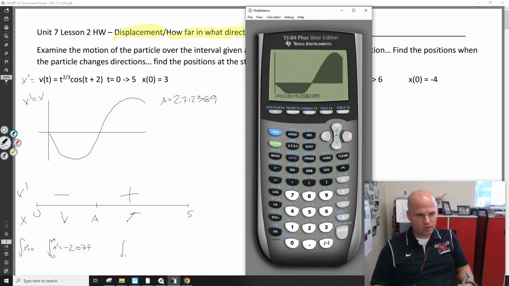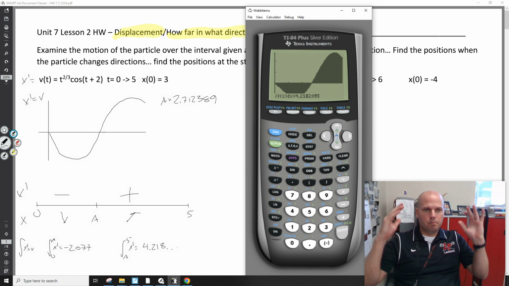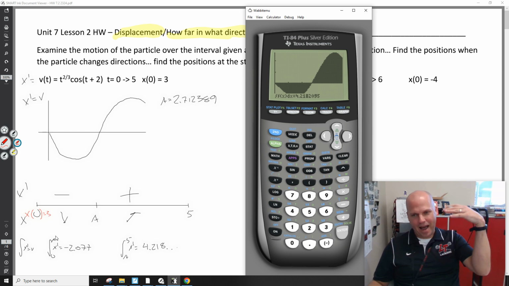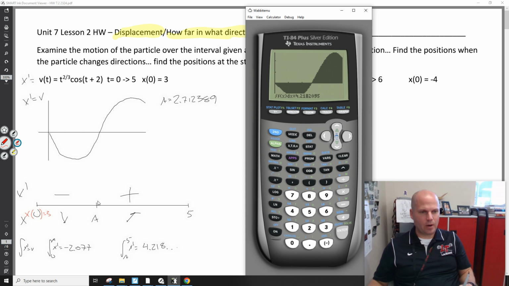And the accumulation from A to 5 of my derivative is 4.218. Boom. Now we kind of know positions. We know where we started. They fortunately gave us a position. And we know how my position's changing. We know how much my position decreases, how much my position increases.